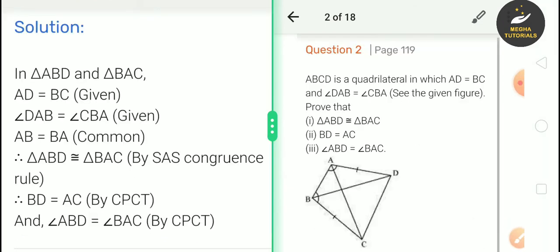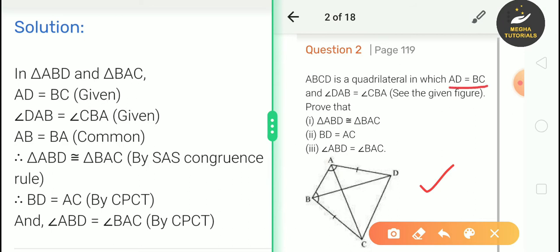Question 2. ABCD is a quadrilateral in which AD is equal to BC and angle DAB is equal to angle CBA. Prove that first, triangle ABD is congruent with triangle BAC, second, BD is equal to AC, third, angle ABD is equal to angle BAC. First draw the diagram and write the given, that is AD equal to BC and angle DAB is equal to angle CBA. Write what to prove and start with the solution. Please see the solution.